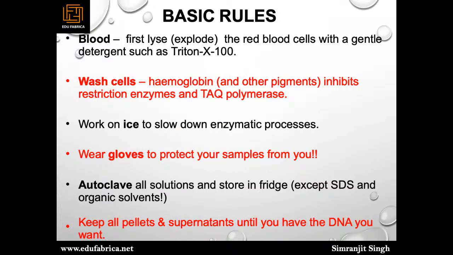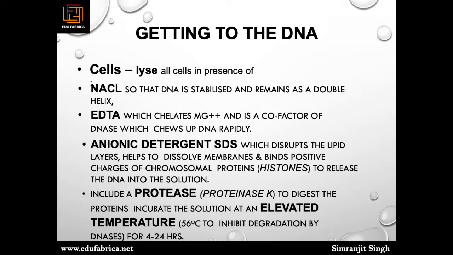The basic rules for lysing: lyse the red blood cells with a gentle detergent such as Triton X-100. Then you wash your cells to remove hemoglobin, which inhibits restriction enzymes and Taq polymerase. Then you work on ice to slow down enzymatic processes. You wear gloves to protect your samples from you, and autoclave all your solutions and store them in the fridge. And then keep the pellet and supernatant until you have the DNA that you are looking for.